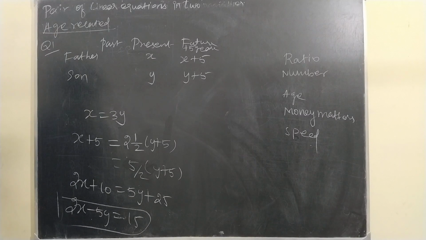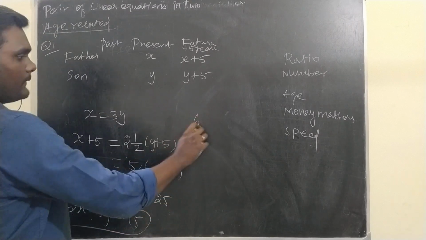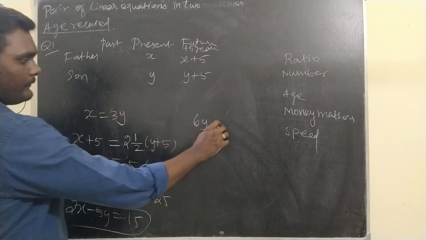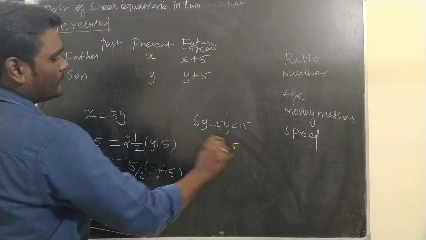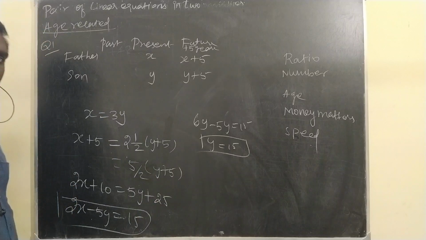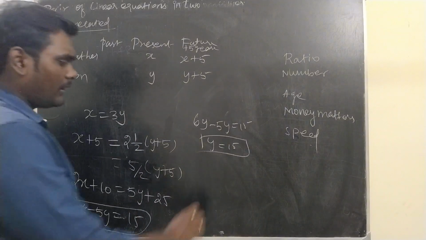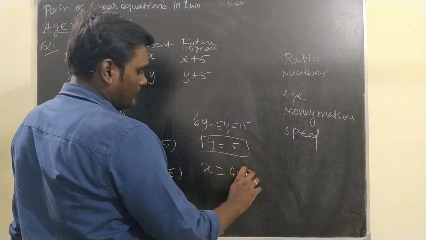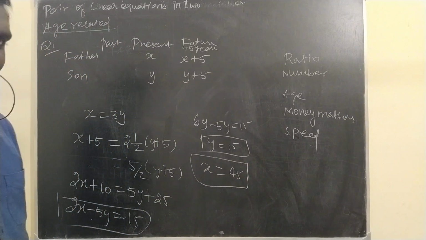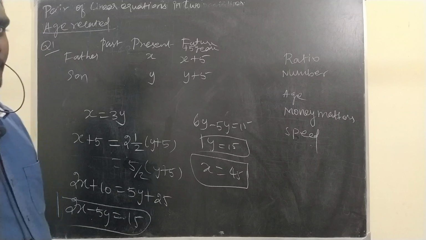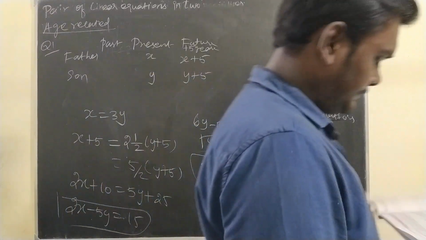Then we can find the answer. If you substitute 3y, you get 6y minus 5y is equal to 15, then y is equal to 15. Then x is equal to 45, that is it. Same as another question, see.